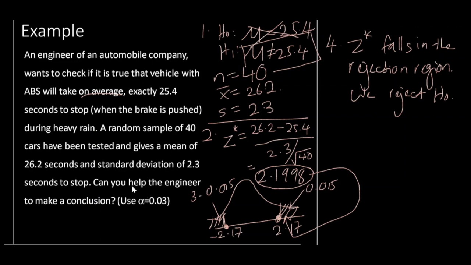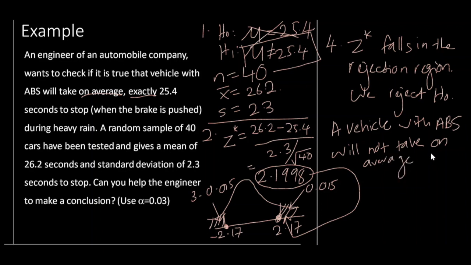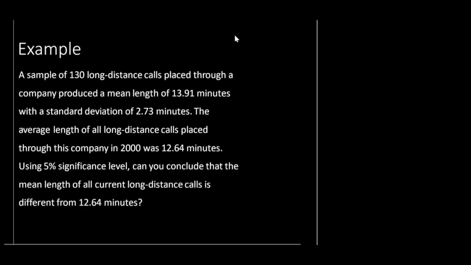So the third statement would be to answer the question, can you help the engineer to make a conclusion? So is it true that the vehicle with ABS will take on average exactly 25.4 seconds to stop? And this is not true. So this is how I write out my conclusion. A vehicle with ABS will not take on average exactly 25.4 seconds to stop. That's it.